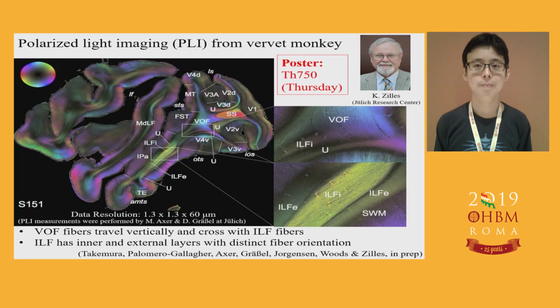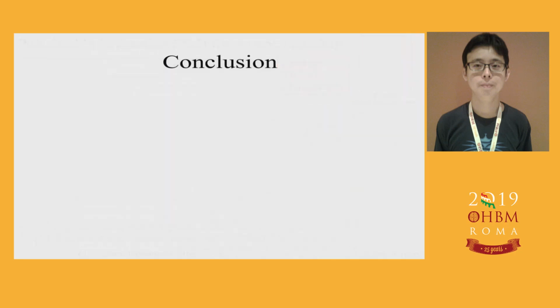This is also a very rich data set with high resolution, giving us very nice information to understand fiber organization. For example, if we look at the inferior occipital gyrus, we can see a multi-layer organization of the ILF with distinct fiber orientations. If you are more interested in this work, please come to my poster, TH750, on Thursday.